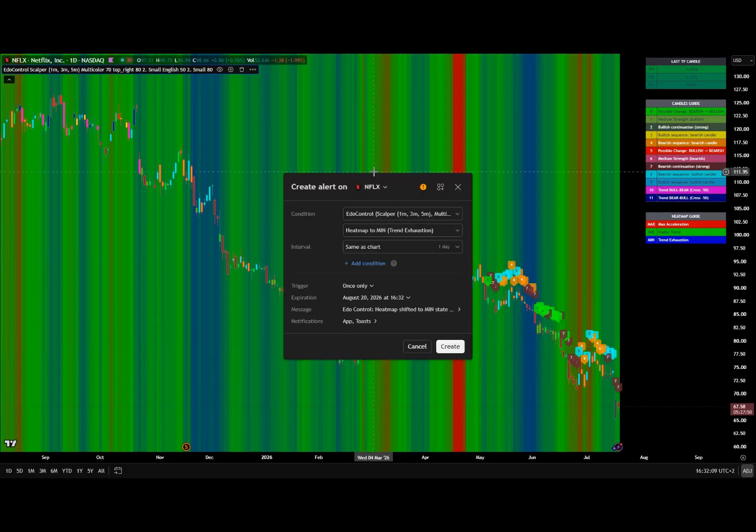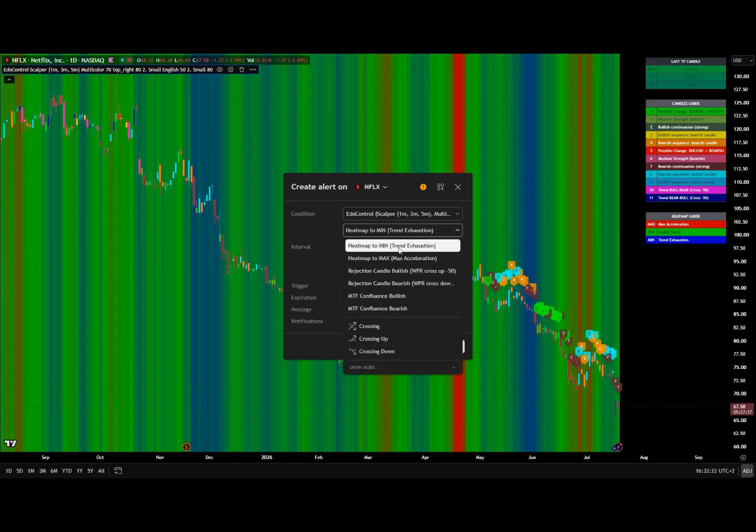Finally, alerts. 6 of them, from the Standard Alert dialog, all consistent with the indicator's nature. They warn of context transitions, not buy or sell orders. 2 watch the heat map, entering exhaustion or maximum acceleration. 2 watch the rejection candles, Williams % R crossing above or below -50. And 2 watch multi-timeframe confluence, the 3 timeframes aligning above or below -50 at once.